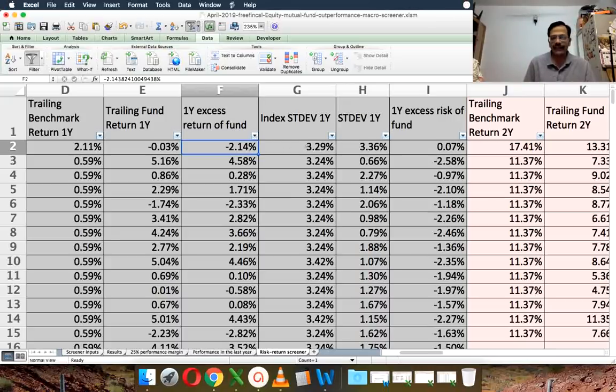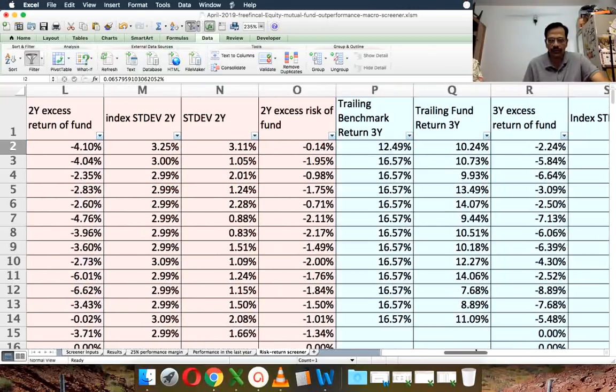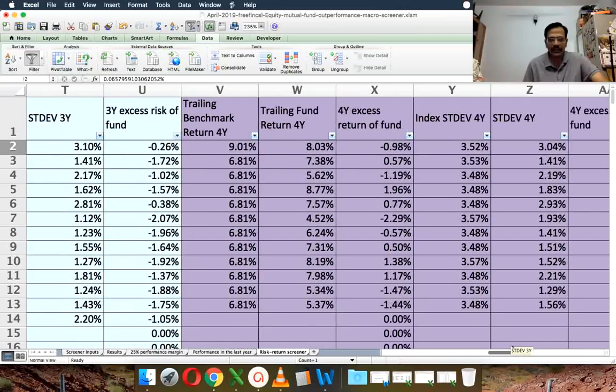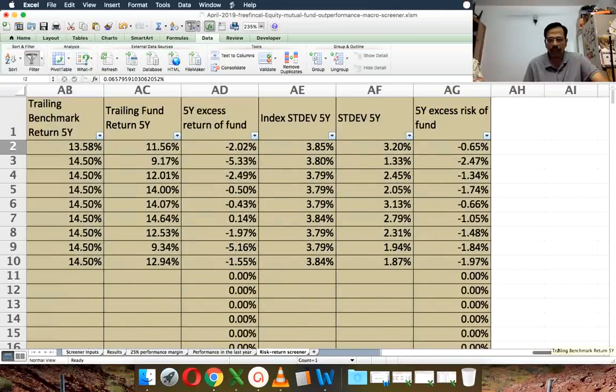Then I have the index standard deviation for the last 1 year, that is the volatility. Then the fund standard deviation for the last 1 year, and then this is the excess risk. If the fund has exhibited a risk greater than the index, that is, if the fund standard deviation is greater than the index standard deviation, then the excess risk will be positive. So how do you screen this? This is for 1 year. Then you have the pink colored columns for the last 2 years, blue for the last 3 years, violet for the last 4 years, and brown for the last 5 years.